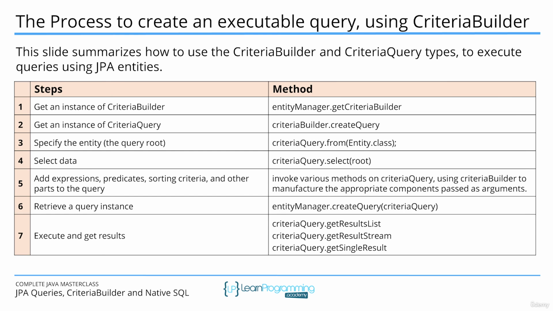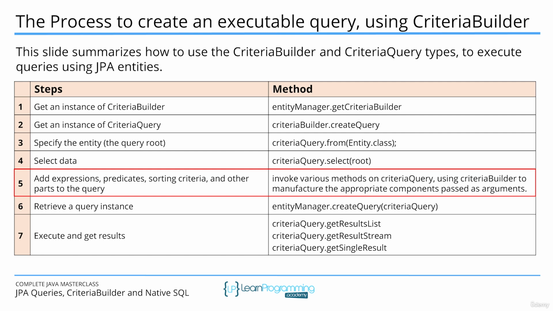This slide summarizes how to use the Criteria Builder and criteria query types to execute queries using JPA entities. First, you get an instance of Criteria Builder using the getCriteriaBuilder method on an entity manager. Once you have a Criteria Builder, you then get a criteria query instance from that. You'll specify the root or entity that the query will select its data from. You then specify additional information or the details about the query, like a where clause, an order by, or group by clause, for example. You'll invoke various methods on criteria query while using the Criteria Builder to manufacture the appropriate pieces which get passed as arguments.